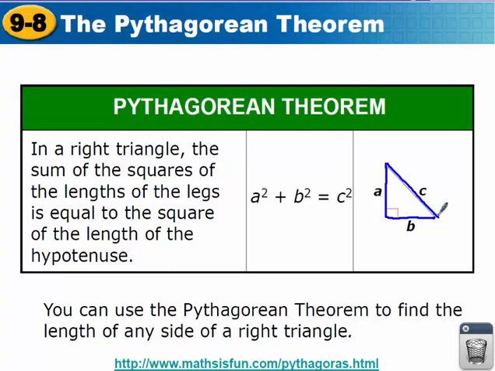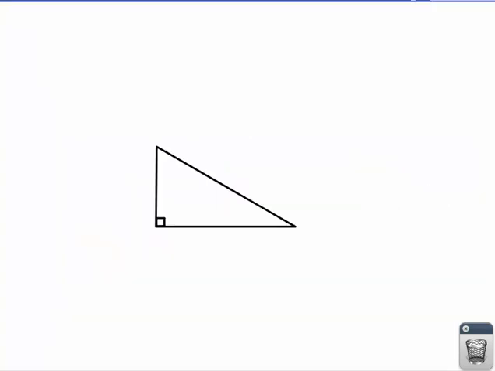So what does this mean? In a right triangle, the sum of the squares of the lengths of the legs is equal to the square of the length of the hypotenuse. Well, let's see. Let's draw this out and try to understand this. So here's a right triangle. And in this right triangle, I'm going to label this side A. I'm going to label this side B. Those are my two legs because they are the two pieces that are touched by the right angle. This third side will be known as the hypotenuse, or the C.